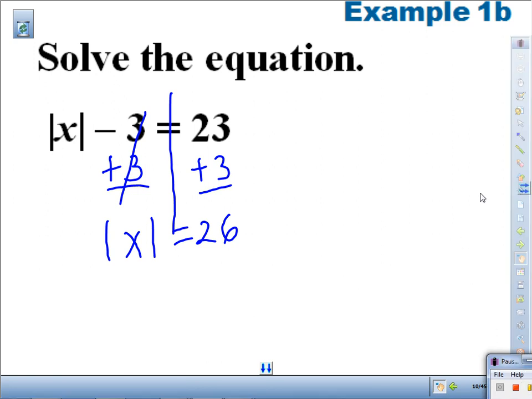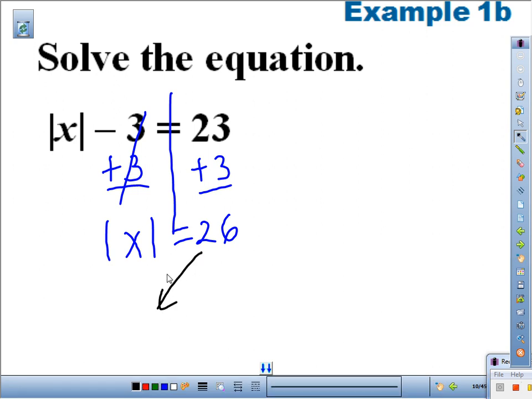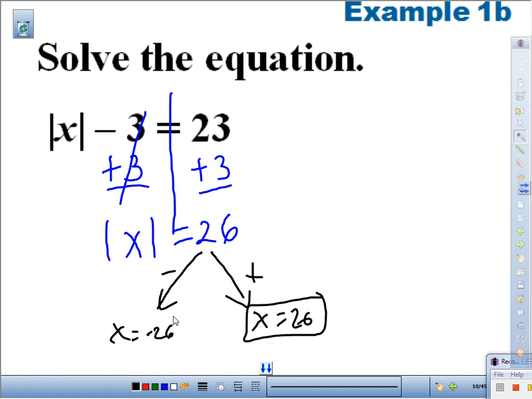All right, here we go. Let's see if you got this. From here, we have 2 equations, 1 negative and 1 positive. So x equals negative 26 and x equals 26. And you know how to plot, yes? All right, let me move on.